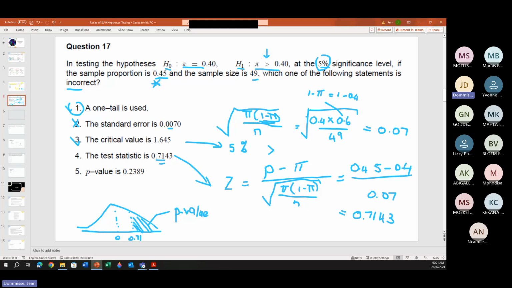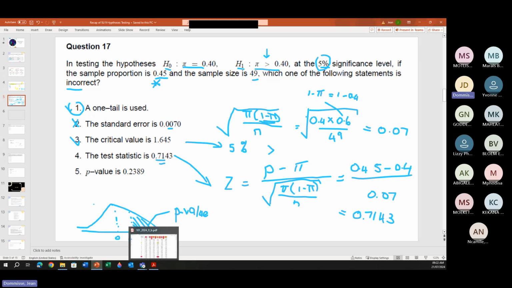The reason why we're working out this area is because the null and alternative hypothesis tells us that we need to look at it as bigger. So they actually want us to find out the probability that it is bigger than the sample proportion. Again, I don't know off the top of my head what Z 0.71 will be in proportion or in probability.